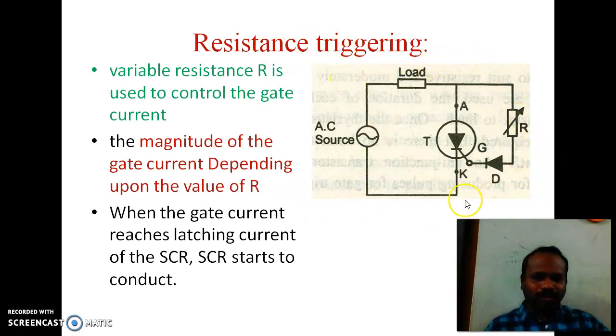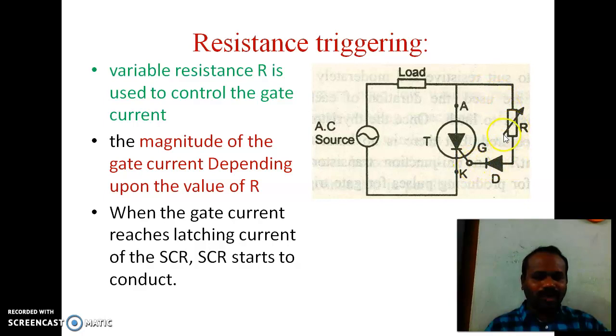This is the circuit for the resistance triggering. This is an AC source, and the AC source is connected to the thyristor through the load, and anode terminal, cathode terminal, and gate terminal. So we should provide a gate pulse or voltage to the gate. It is provided through the variable resistance R. This variable resistance is connected to the cathode through the diode. See here, variable resistance R is used to control the gate current. So this is the path for flow of the gate current.